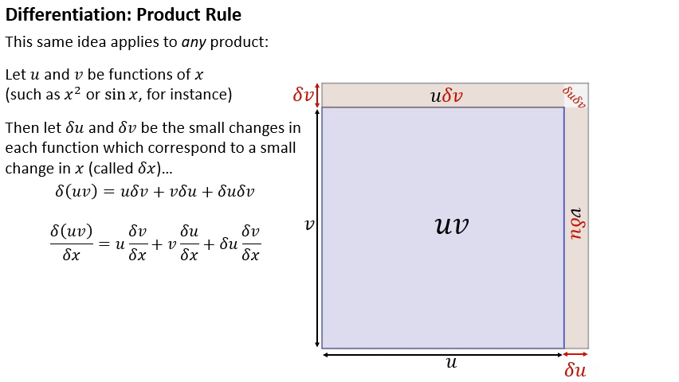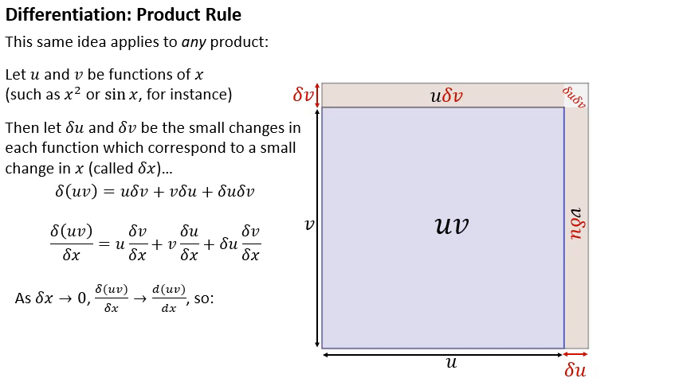And we get u times delta v over delta x, plus v times delta u over delta x, and finally a delta u times delta v over delta x. Doesn't really matter what order you put those things in at the end. There's two infinitesimal pieces, delta u and delta v, and you're dividing by one infinitesimal piece, delta x.